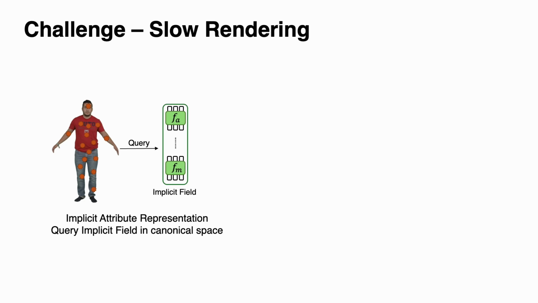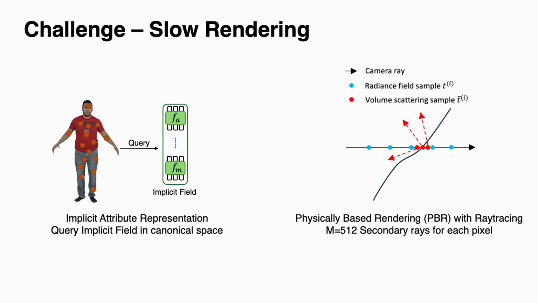Previous works require querying an implicit field in canonical space for each physical property during rendering. Also, the time-consuming ray tracing-based physically based rendering requires tracing hundreds of secondary rays for each rendered pixel. Although these works can recover disentangled material properties that are physically plausible, they are hard to use in applications where real-time rendering is a concern.